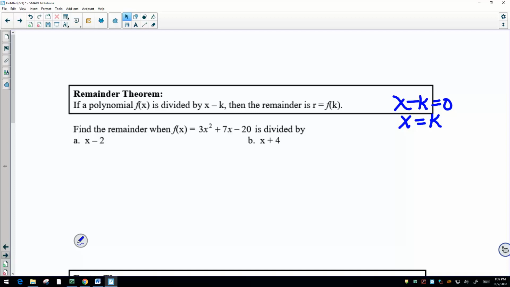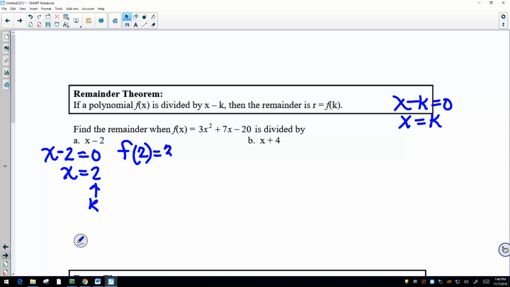So for instance, over here, if I took x minus 2 and I set that equal to 0, and I solve, well, I find x equals 2. So what does that mean? That means 2 is your k value. So rather than saying f of k, we're going to say f of 2. Evaluate your function at 2. That's your k value. Okay?